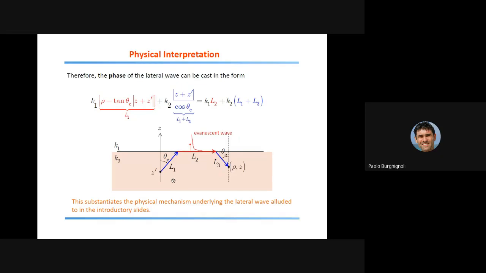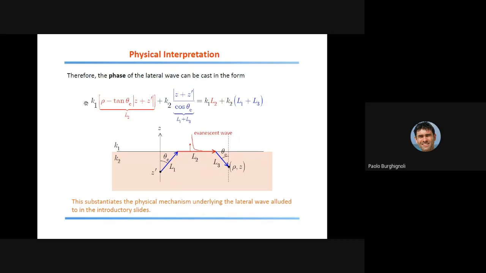Now, these three distances, L1, L2, and L3, can easily be seen with a little bit of trigonometry to be associated with the path that originates from the source, goes to the interface, forming the critical angle with respect to the normal. Then it runs along the interface for a while, for a length equal to L2. And finally, we have L3, that is the distance between this red arrow and the observation point. And again, this blue path, L3, forms the critical angle with respect to the vertical direction.